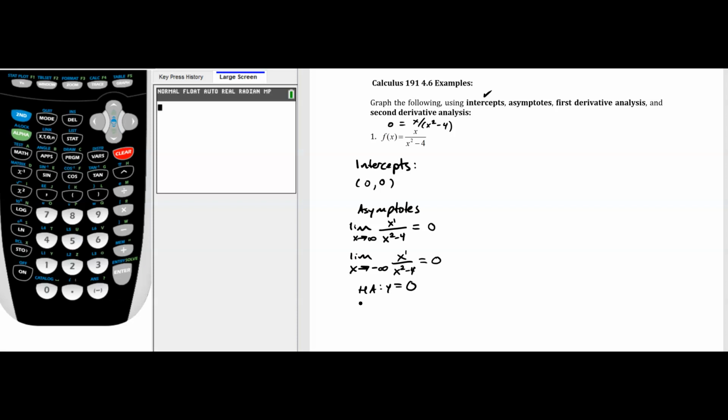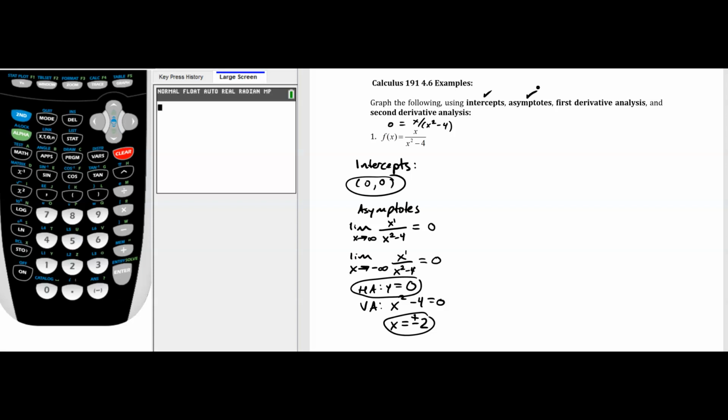Okay, our vertical asymptote, this goes back to what we did actually earlier in the class. Our vertical asymptotes are the zeros of the denominator. And so if you just set x squared minus 4 equal to 0, and you solve that, you're going to get x equals plus or minus 2. So we have 3 asymptotes here. We've got a horizontal, 2 vertical, and we've also got an intercept at this point.